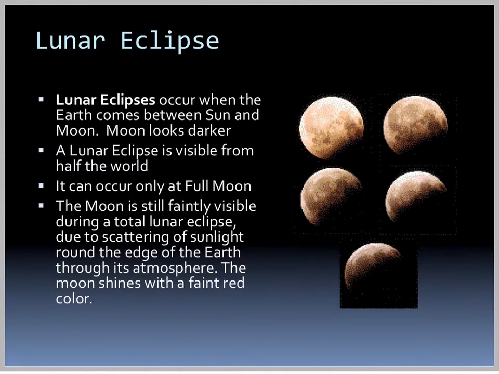A lunar eclipse occurs when the Earth comes between the Sun and the Moon, and so the Moon looks darker, almost a blood red. A lunar eclipse is visible from half the world, and they can only occur at a full moon. The Moon is still faintly visible during the total lunar eclipse because of scattered sunlight from around the edges of the Earth. The Moon shines then with a faint red light because, remember, the blue light is scattered out of the Earth's atmosphere.